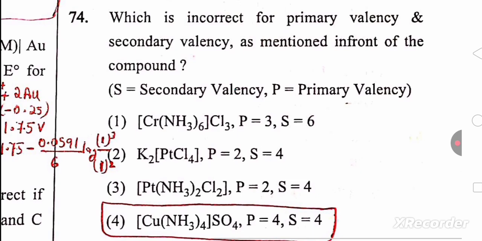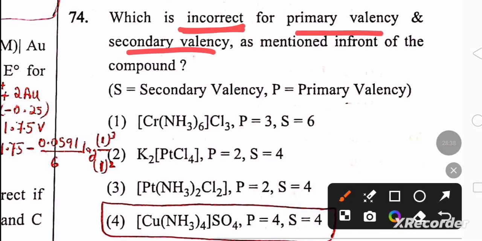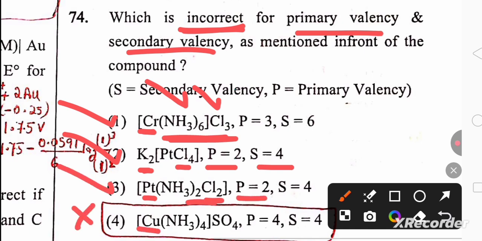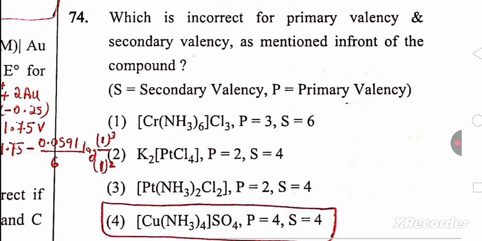Which of the following is incorrect for primary and secondary valency? In chromium for this coordination compound, primary valency is 3 and secondary valency is 6. This is the correct statement. For the second option, potassium, primary valency is 2 and secondary valency is 4. That is also right. Third one, platinum, primary valency is 2 and secondary valency is 4. That is also right. Whereas in the fourth option, copper primary valency 4 is wrong. Secondary valency is 4 but primary valency is wrong. So option 4 is the incorrect one among the following.